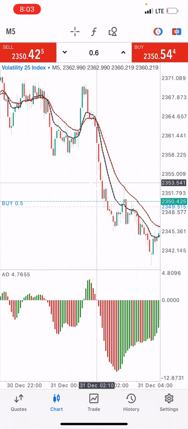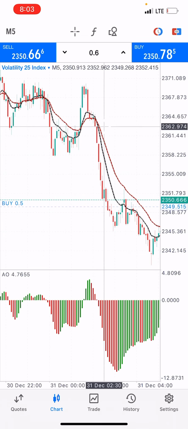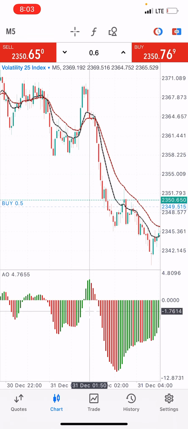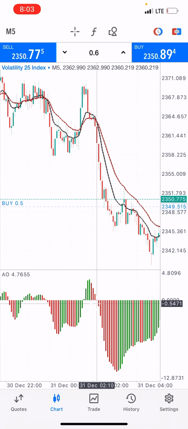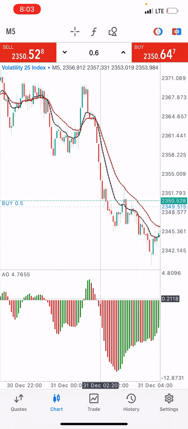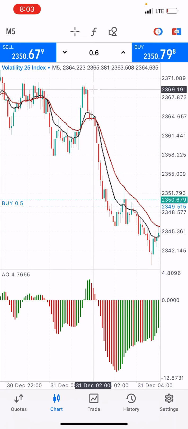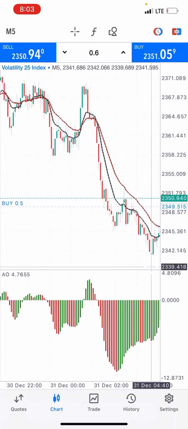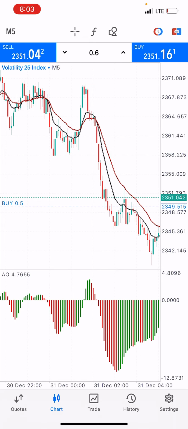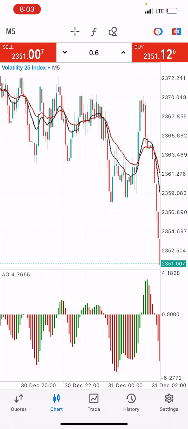To place a sell, watch out for the red moving average crossing above the black moving average and the awesome oscillator being below the 0 level. You can see at this point, this is a very good sell entry. This is a very good signal to place a sell because the conditions are met.